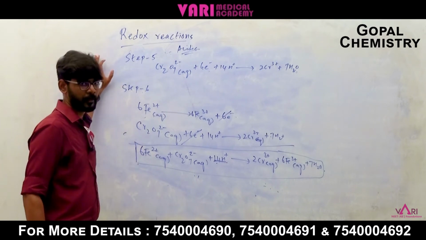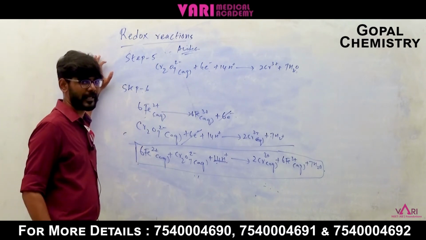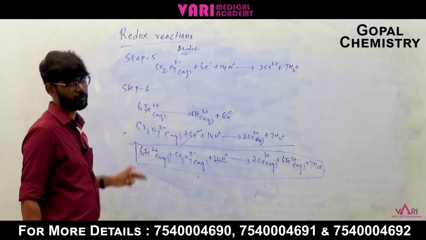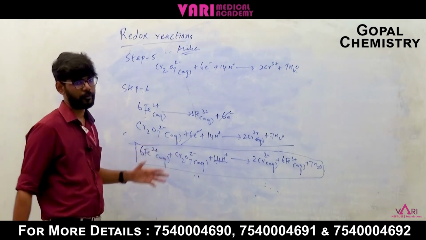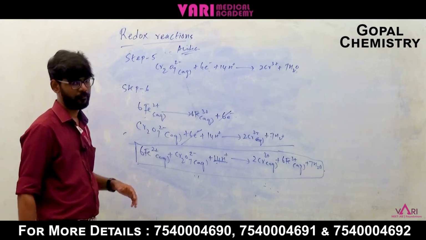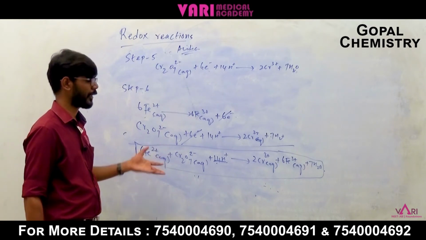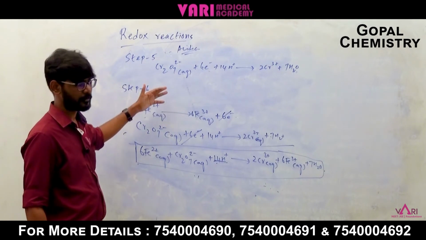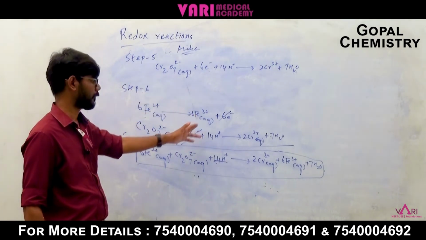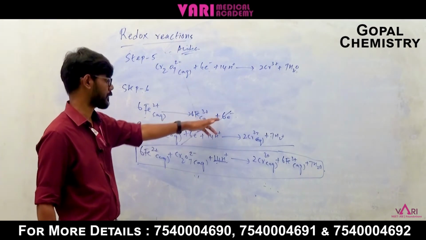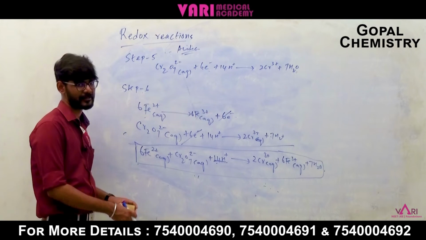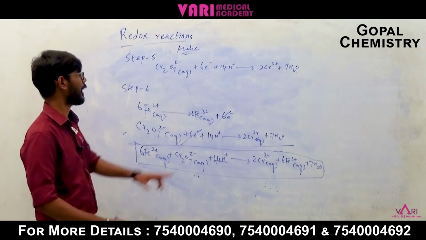First step is writing the overall reaction, and second step is writing the half reactions, and then we have to balance the atoms except oxygen. Okay, so next one balancing oxygen, then balancing electrons, then we have to cancel the terms which are equal, then we will get the final equation. Okay, so this is the balancing of redox reaction in acidic medium.